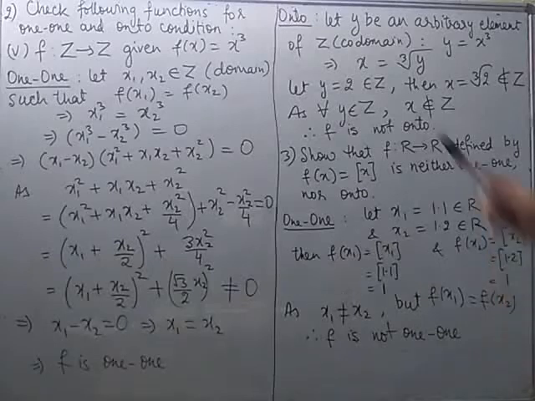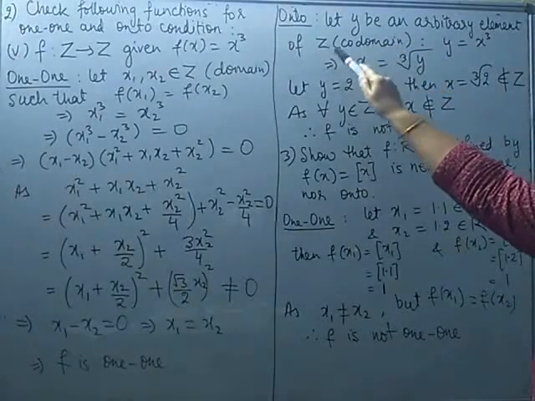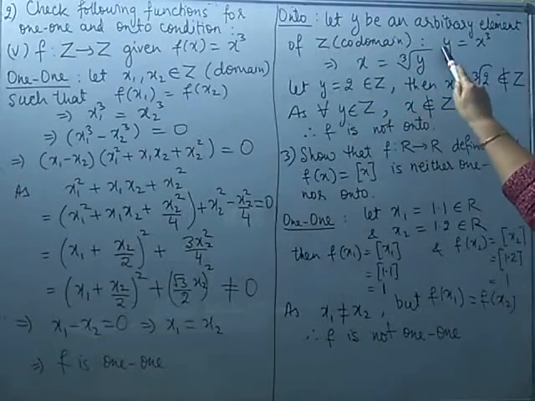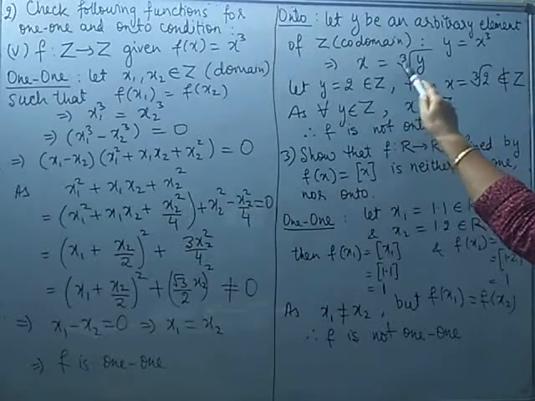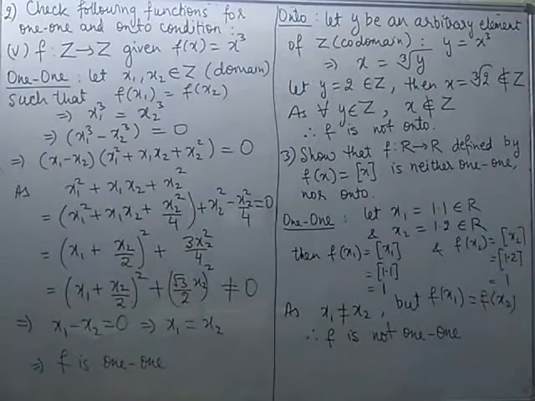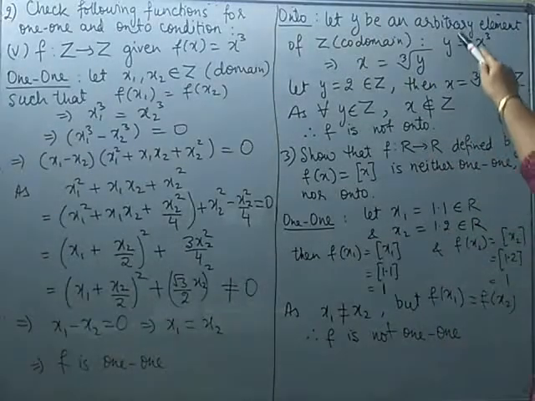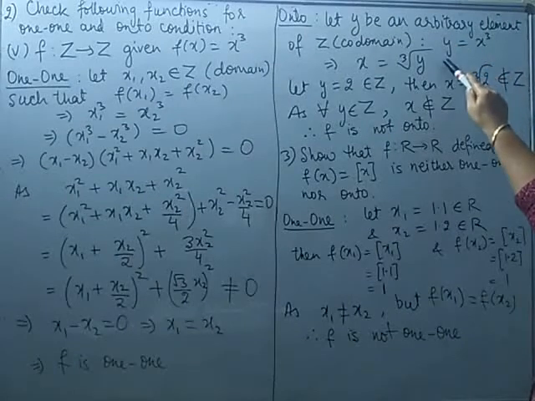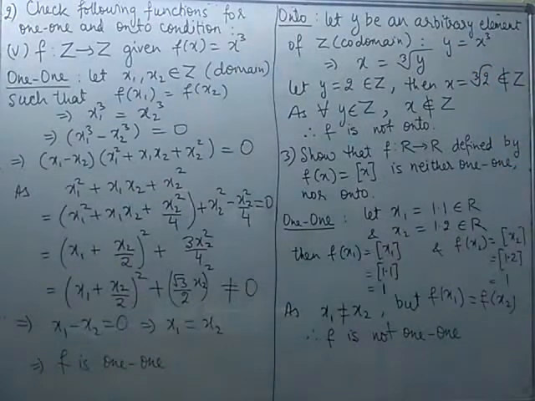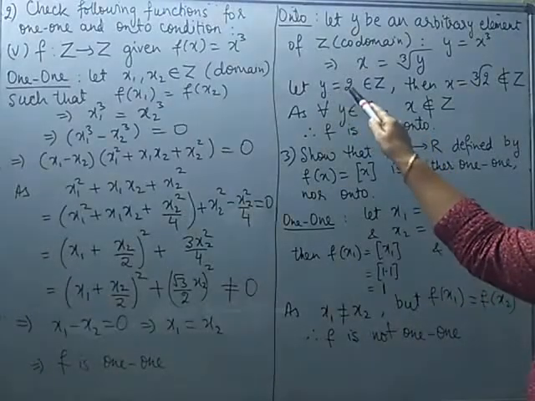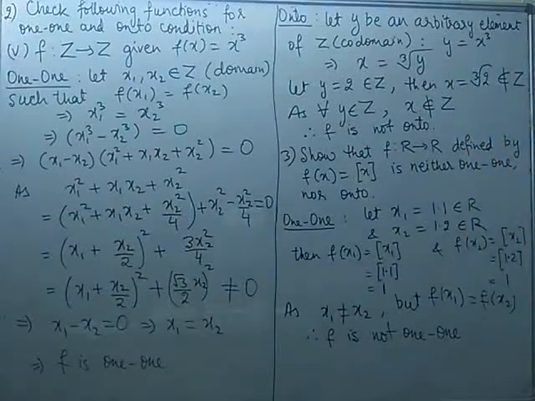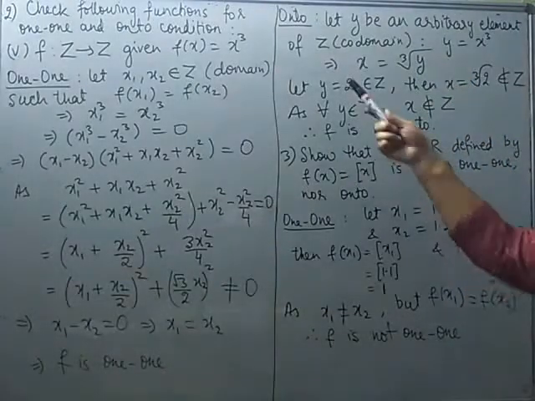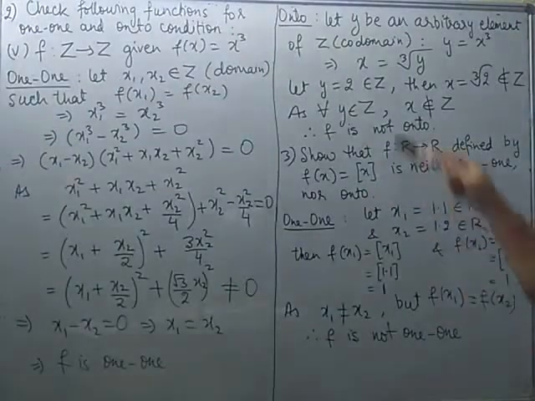Checking for onto, if I take an arbitrary element y in the codomain such that y is the image of x, then y will be cube of x. That means x will be cube root of y. So we only have to check whether for each integer y, x also comes out to be an integer. Then it will be onto, otherwise not. Do you think the cube root of every integer is an integer? You will quickly come to know that the condition is not satisfied.